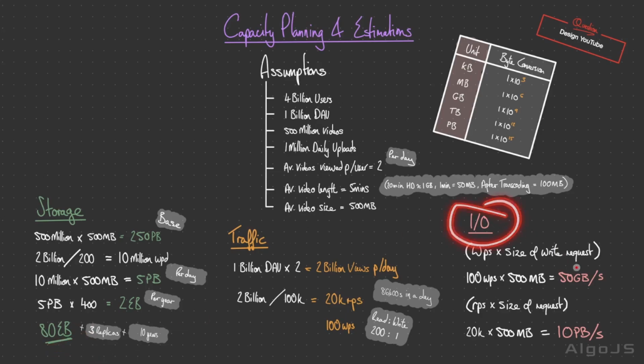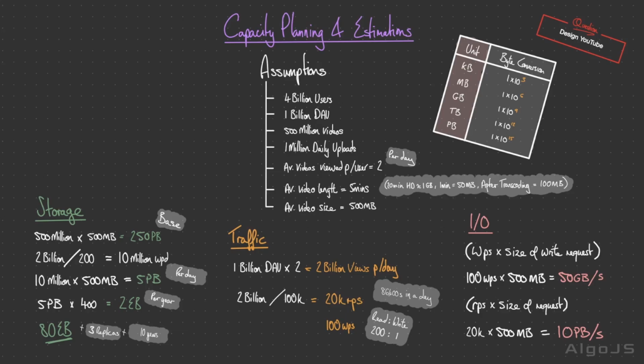In terms of input output, we have 100 writes per second times the size of the data, which is 500 megabytes. That's 50 gigabytes per second. And then in terms of reads, we have 20,000 reads per second. Each is around 500 megabytes. So this is 10 petabytes per second. Again, this is in regards to a globally distributed system, and it's going to be over multiple server instances that will consume all of this bandwidth.